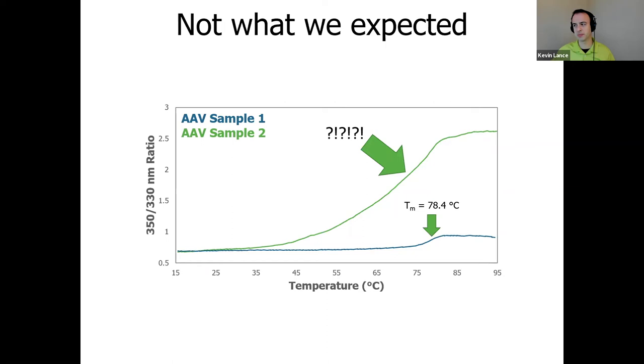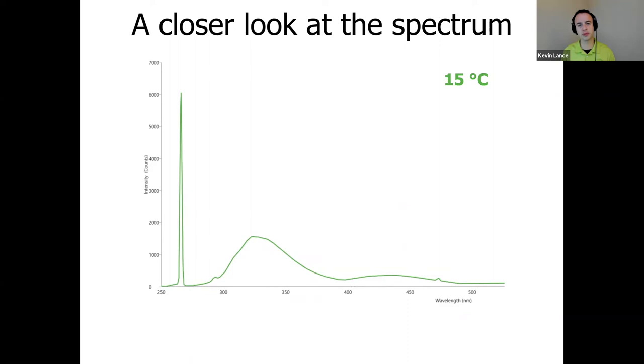Well, thankfully, with Uncle's full spectrum fluorescence, we can take a closer look. Here at 15 degrees Celsius, at the starting point of our thermal ramp experiment, things look normal. We have our intrinsic fluorescence peak here. We have our SLS peak from 266. We do have this mystery peak over here, but it is a pretty minor signal. But let's hit play and see how this fluorescence behavior changes as temperature goes up.